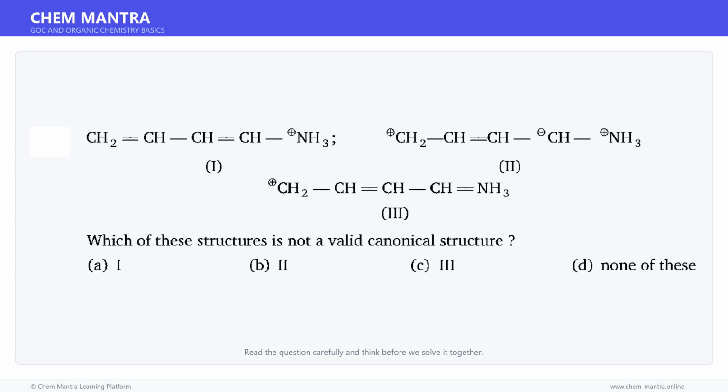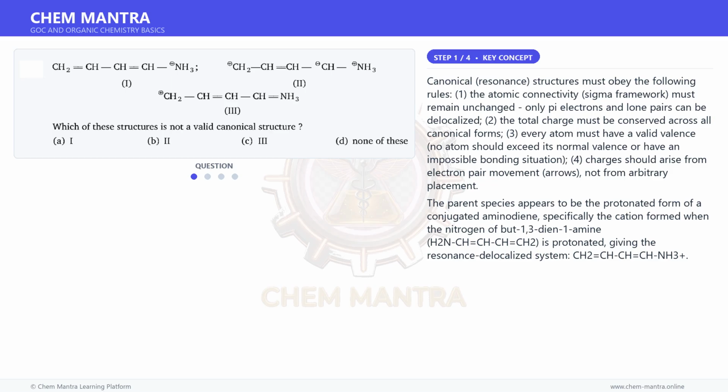Here is a question. Read it carefully and think about the answer. Let us solve it step by step. Let us first understand the key concept here. Canonical resonance structures must obey the following rules.